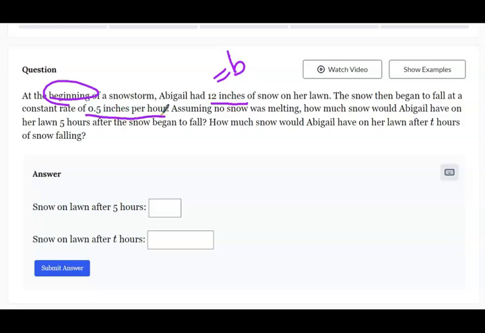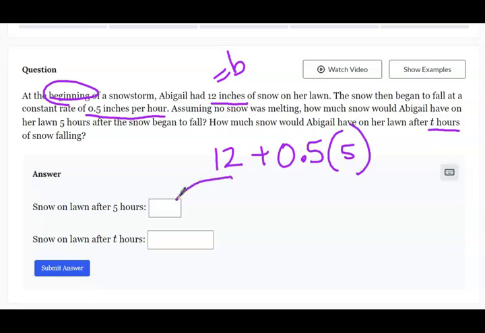The snow then began to fall at a rate of 0.5 inches per hour. Assuming no snow was melting, how much snow would Abigail have on her lawn 5 hours after the snow began to fall? How much snow would Abigail have on her lawn after a random hour of snow falling? All right, so if she has 12 at the beginning, and then it's 0.5 inches for 5 hours, then that will give me the answer here. And if it's 12 inches to begin, and it's half an inch every hour, but we don't know how long it snows for, then that will be the answer for there.